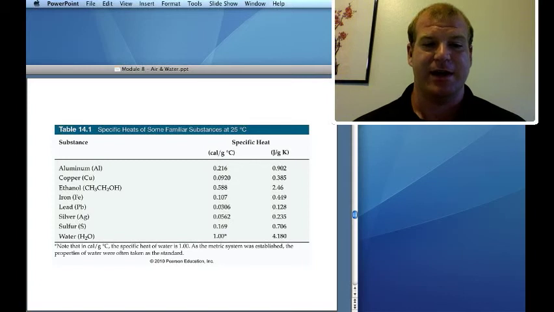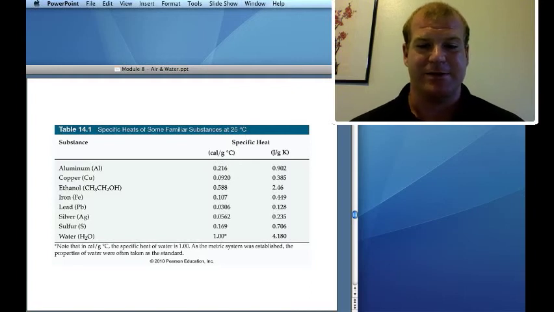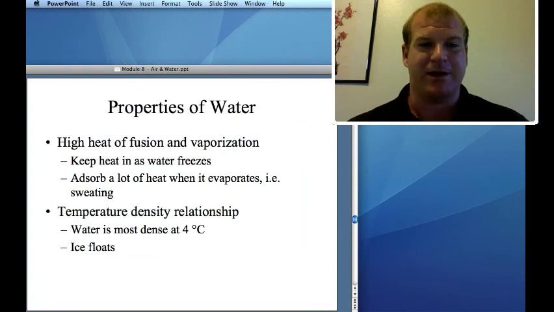And so you can see how water is so high at 4.18 joules per gram Kelvin, whereas over here you look at different metals like iron. Water has almost 10 times as much heat capacity as iron. So what else about water? Water has a very high heat of fusion and vaporization.